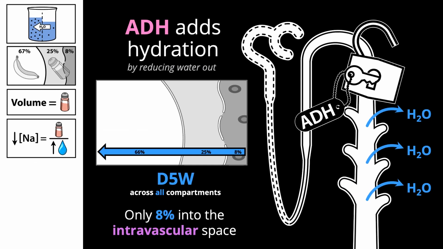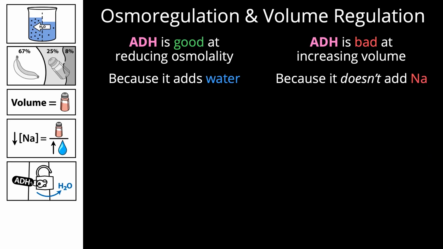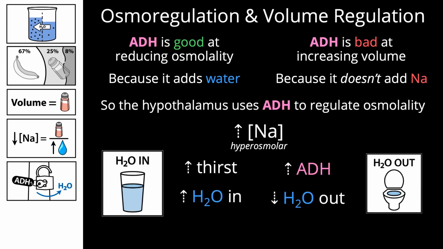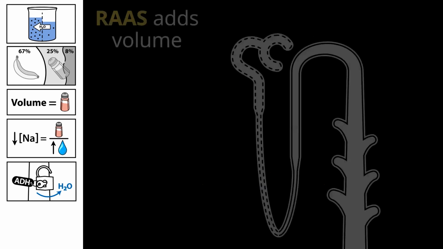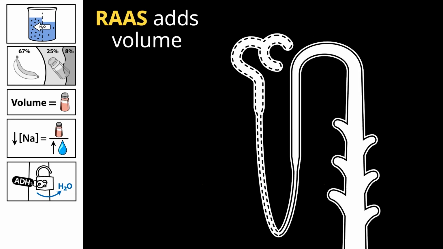It's just not very efficient. You have to reabsorb a liter to get 80 cc's. Whereas, I'm going to walk through what the renin-angiotensin-aldosterone system does here. The renin-angiotensin-aldosterone system is good at adding volume. And the reason it's good: renin, angiotensin 1, and then angiotensin 2, thanks to conversion by ACE in the lungs.